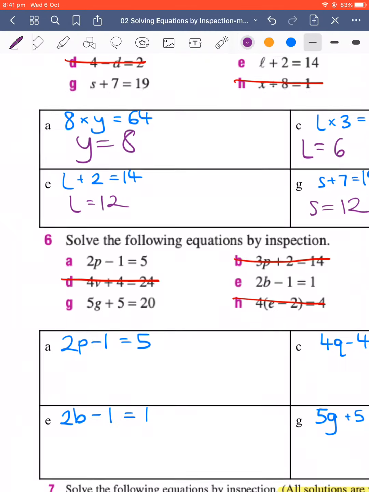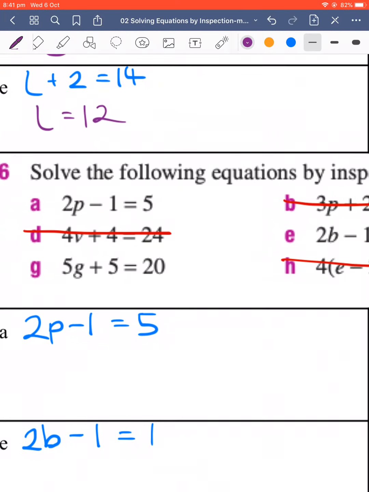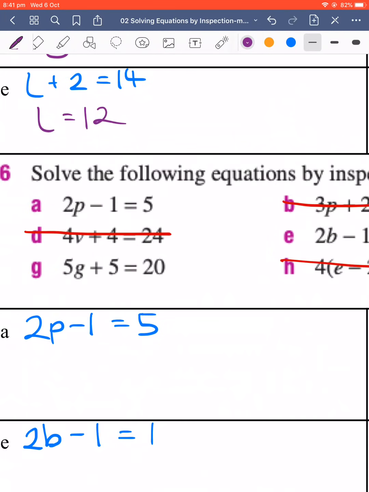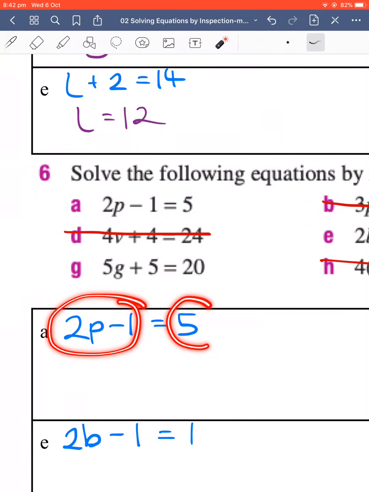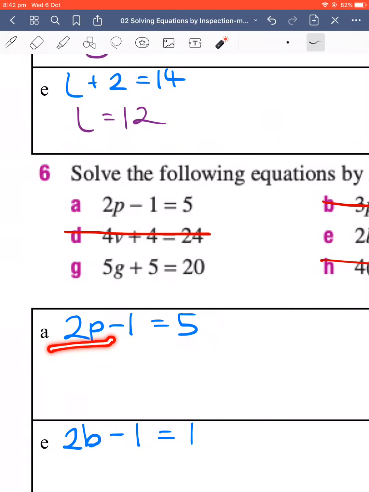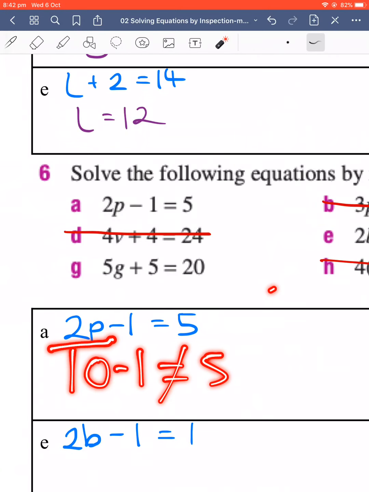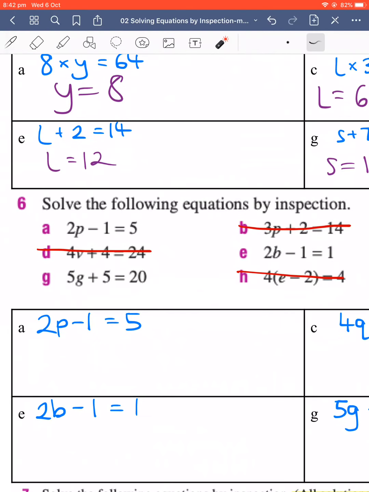Next one, again, we're solving by inspection, so think about how you can kind of double things and you're just playing around with it until you can kind of get where you need to be. So I've got a number, double a number, take away 1, gives me 5. So I need this to equal 5. If I'm playing around with this, let's do maybe 2 times 2 is 10. So 10 minus 1, nope, that doesn't equal 5. So let's have a go again.